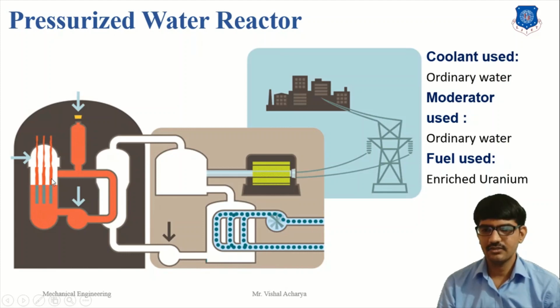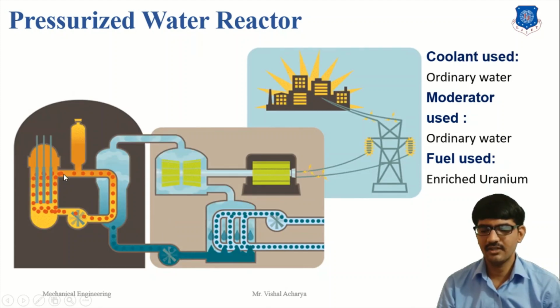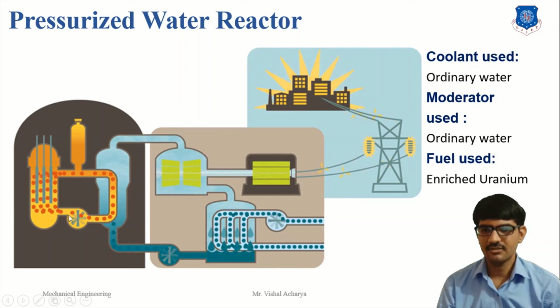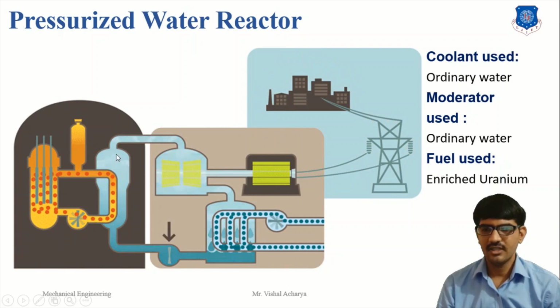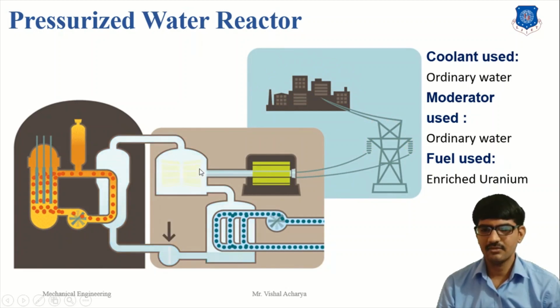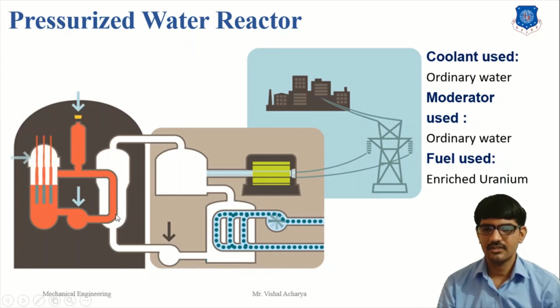In the primary circuit, the enriched uranium is used with the clad. Here heat is produced from the fission energy, and ordinary water is used as coolant. The ordinary water gets the heat from the fission process and transfers it in a steam generator to the feed water. Here the feed water produces steam, which passes through the turbine and produces electrical energy. Then it passes through the condenser and again through the steam generator with the help of the feed water pump. This is the basic construction and arrangement of the pressurized water reactor.